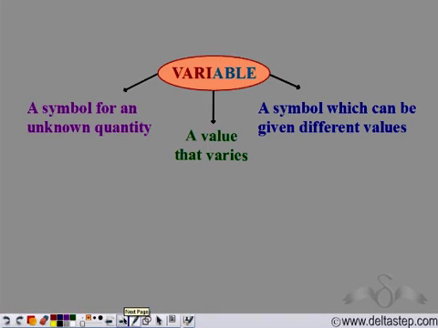So variable is made of vary and able. Vary means change, and able means can. So variable is something which can change, or which is able to change or vary. So variable is a symbol for an unknown quantity. It is a value that varies, or it is a symbol which can be given different values. So this is variable. And what is a constant?